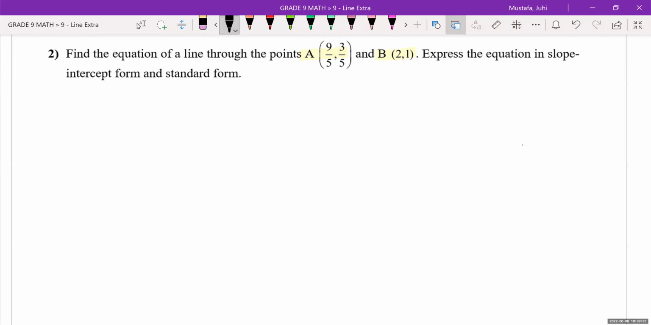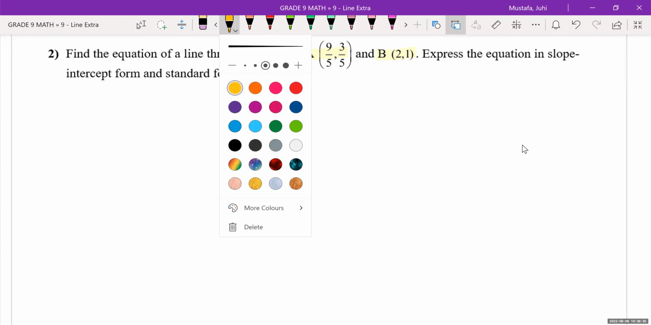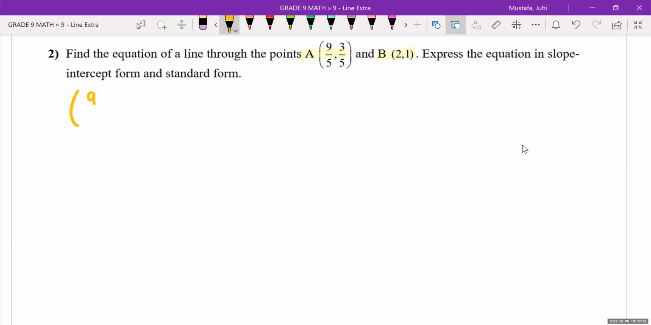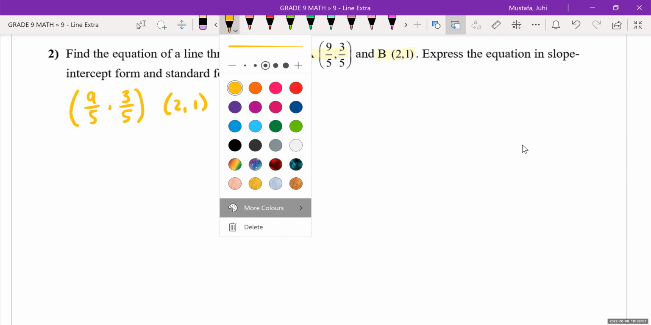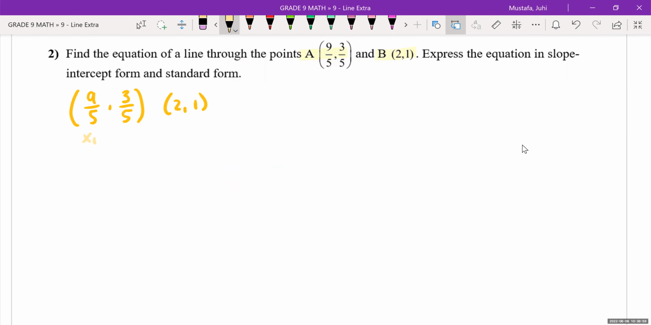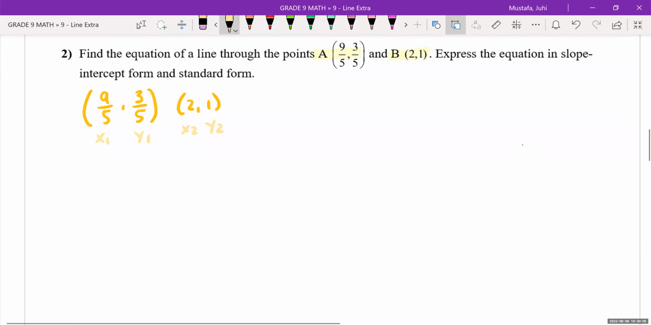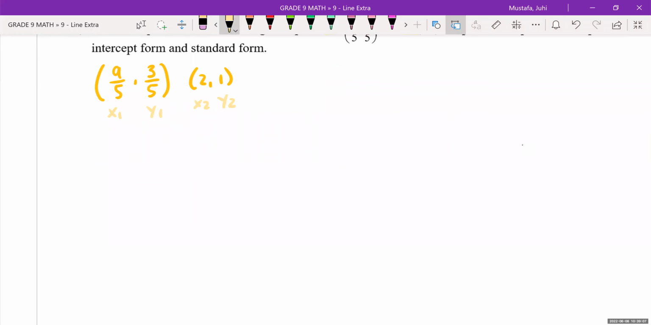All right, so step 1 is I am going to write down the points again. So 9 over 5 and 3 over 5, and the other point is 2, comma 1. And then you're going to label one of them x1 and y1 and the other one x2 and y2. So x1 and y1, x2 and y2.